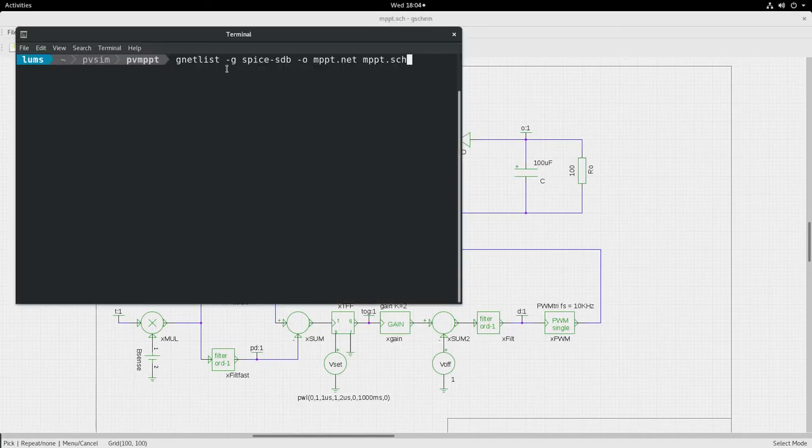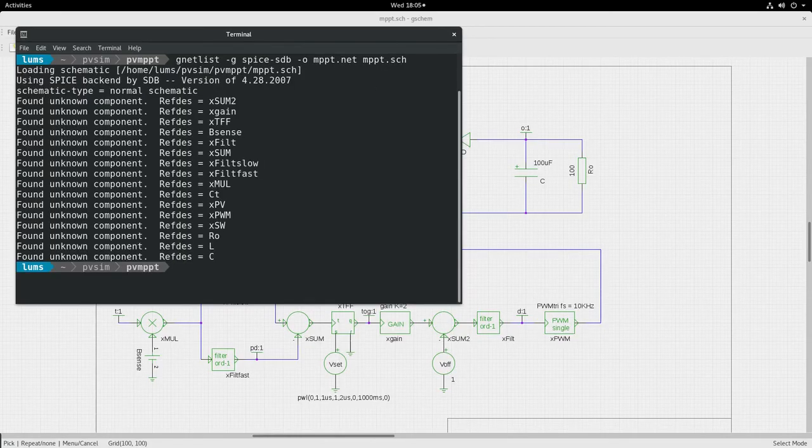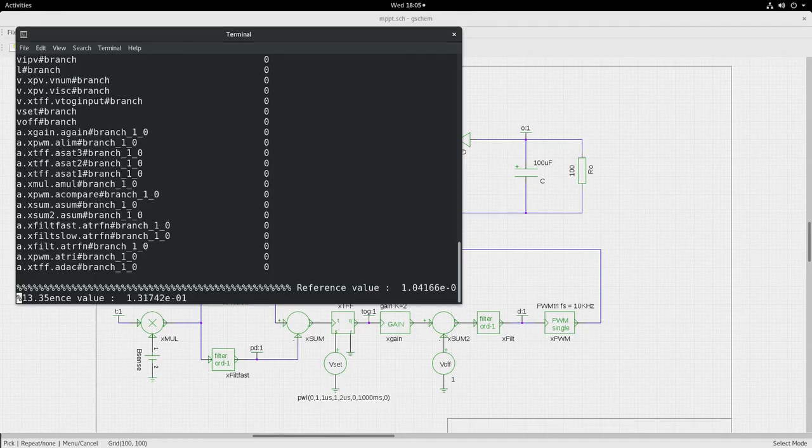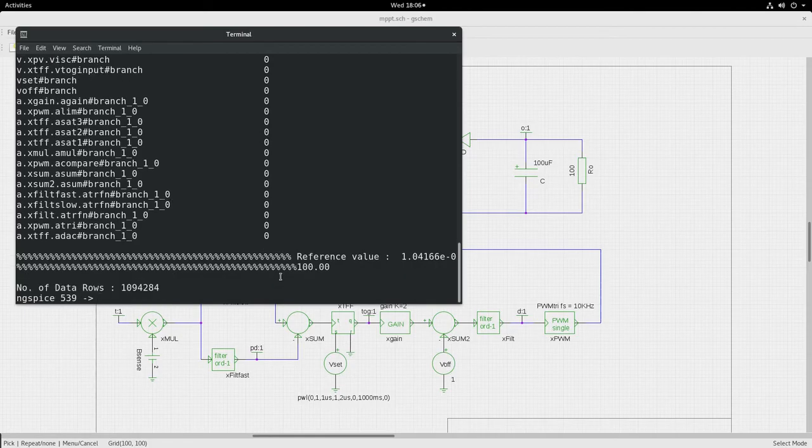So I will use gnetlist to generate mppt.net from the schematic. We will do that. So the net file is generated, and now I will type ngspice mppt.cir. I have given 1000 milliseconds as the total time, and it will take some time, but we will run this. It will run for a few minutes. Let me come back in a few minutes. So the simulation is now about to complete, and it has completed.